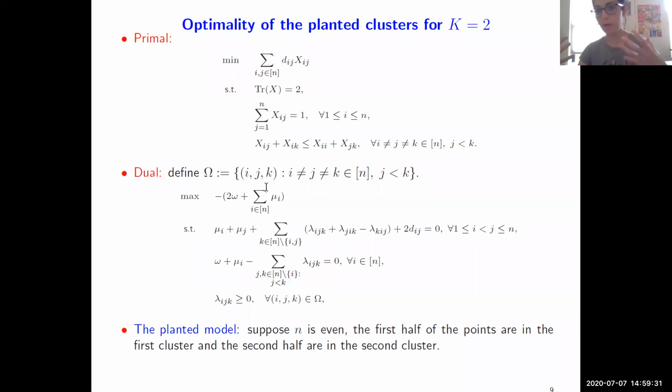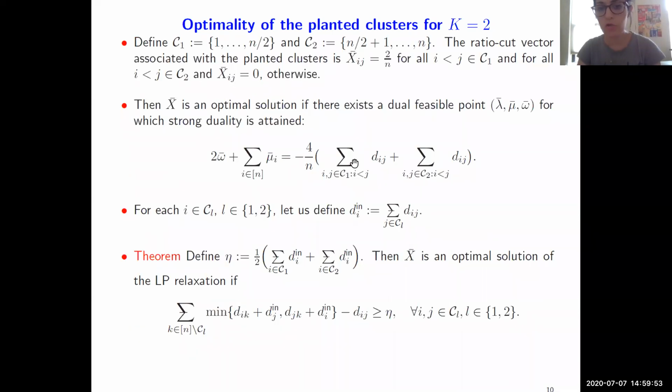Therefore, when I make this assumption, this is what I want to recover. So I assume this is the optimal solution to the primal. I want to see under what conditions it actually is. So, well, that's simple to do. All I need to do is find a dual feasible point, lambda, mu, omega, for which strong duality is attained.